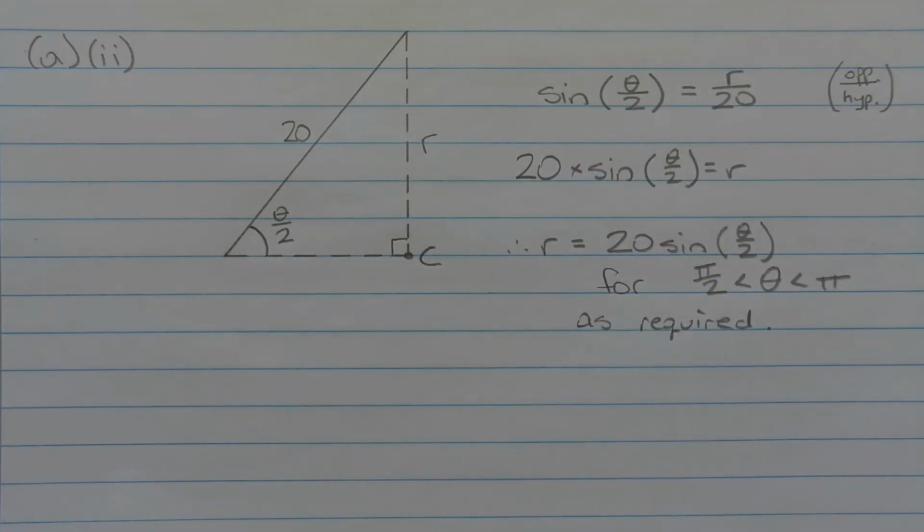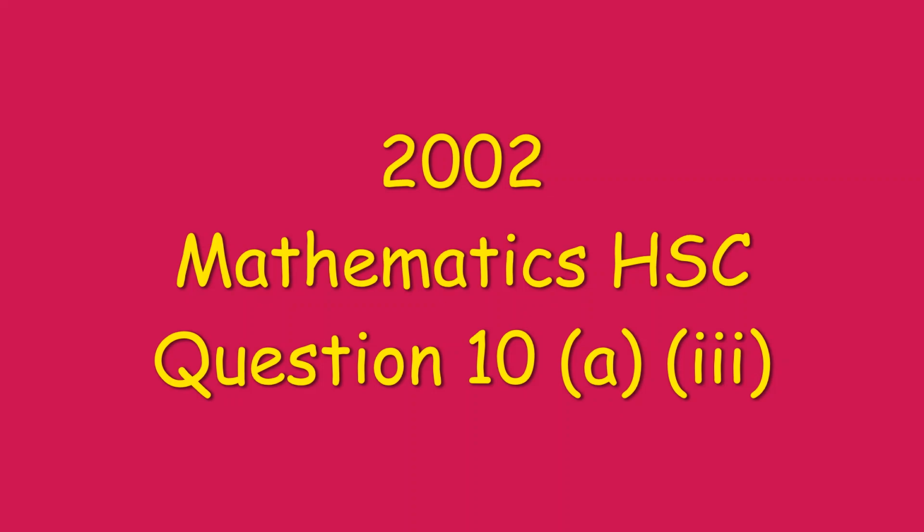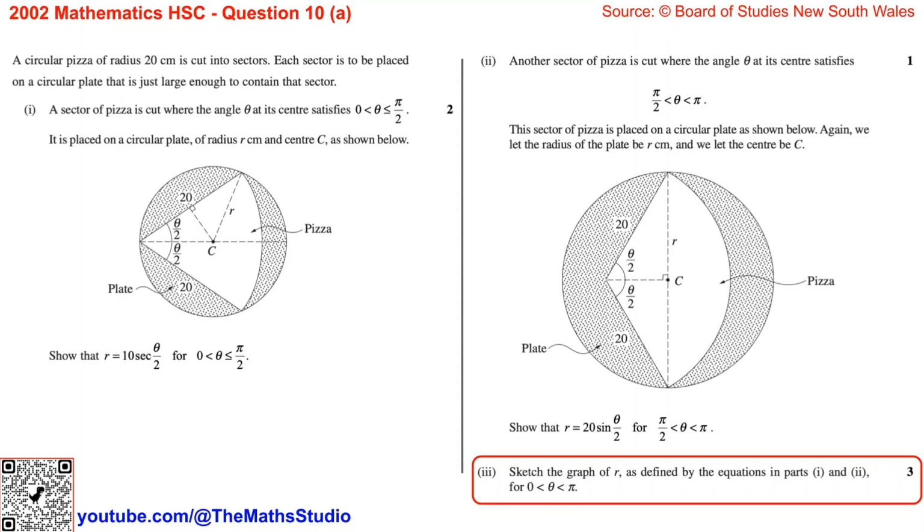Multiplying both sides by 20 to make r the subject, we get 20 times sine theta over 2 is equal to r. And then rewriting it with the subject on the left-hand side, we get r is equal to 20 sine theta over 2 for theta greater than pi over 2 and less than pi as required. Part 3. Sketch the graph of r as defined by the equations in parts 1 and 2 for theta greater than 0 and less than pi.